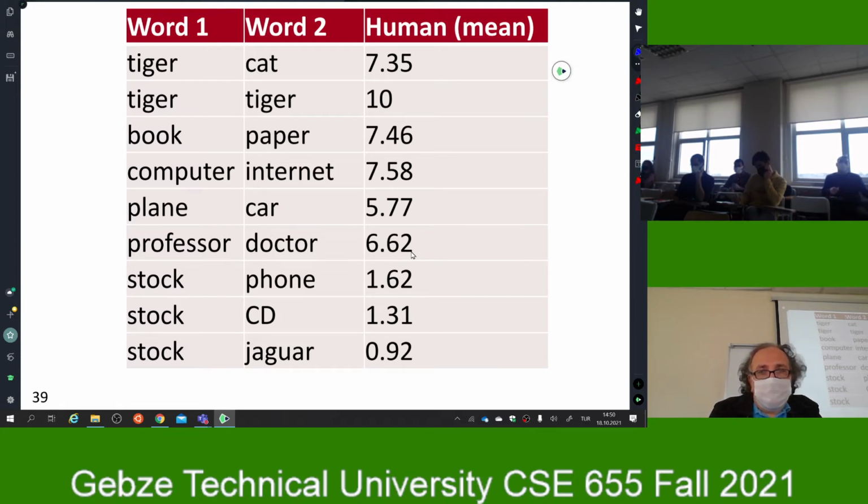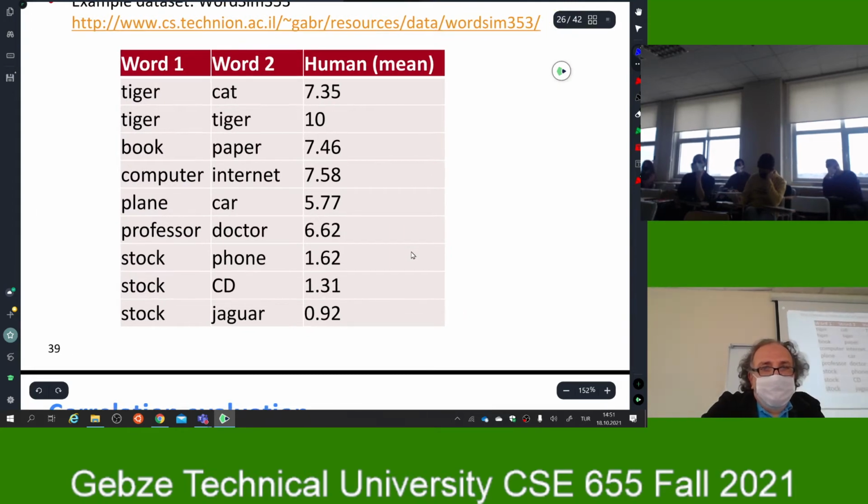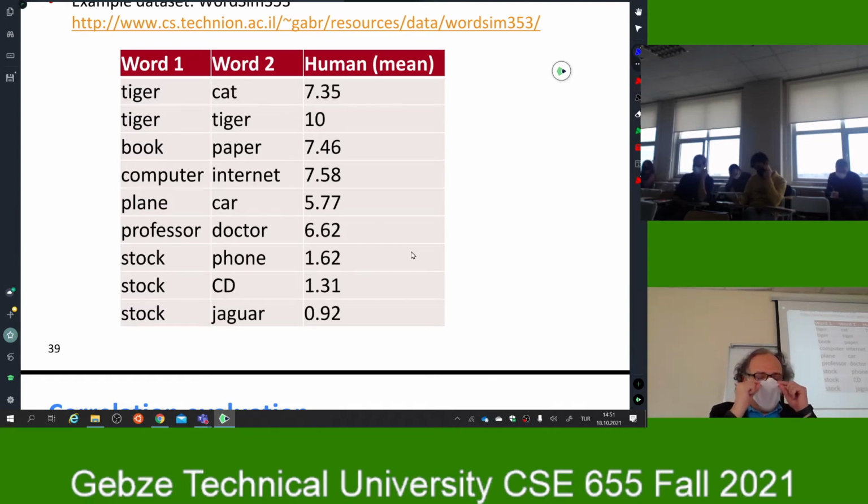How about the similarity between stock and CD? It's very similar. Stock and Jaguar, it is very, very dissimilar. Professor and doctor, it is similar. Plane and car, it is kind of similar again. So you ask these kinds of questions to people, and then you ask the same question to your word vectors. You take the normalized cosine similarity between them, to see if you are getting similar results, and you compare your results with the humans.